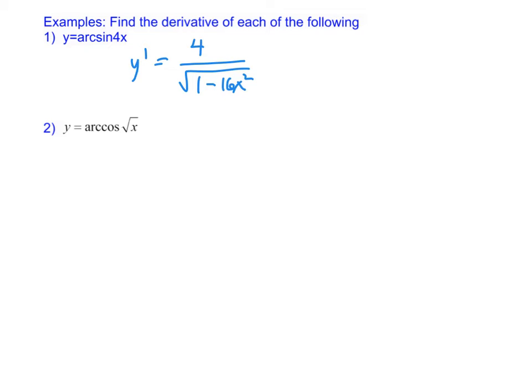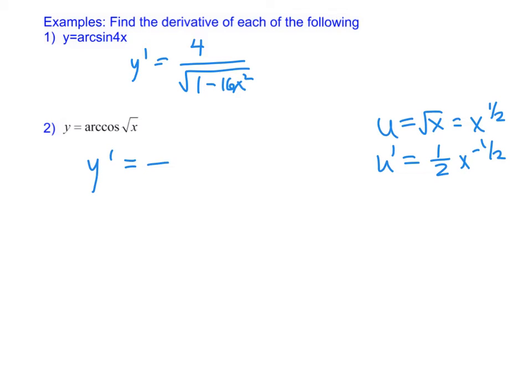For number 2, I've got the arccosine of radical x. You'll recall that the derivative of arccosine is the same as the derivative of arcsine, but we're going to negate it. So off to the side, you might want to say u in this case is equal to the square root of x, which we all know x to the 1/2 is exactly the same thing. So when I do my u prime, I'm going to have to say, using the power rule, 1/2 x to the minus 1/2. I'm going to go ahead and substitute that in, and then I'll deal with taking care of the negative exponent. So for my y prime here, we're going to say the negative of u prime.